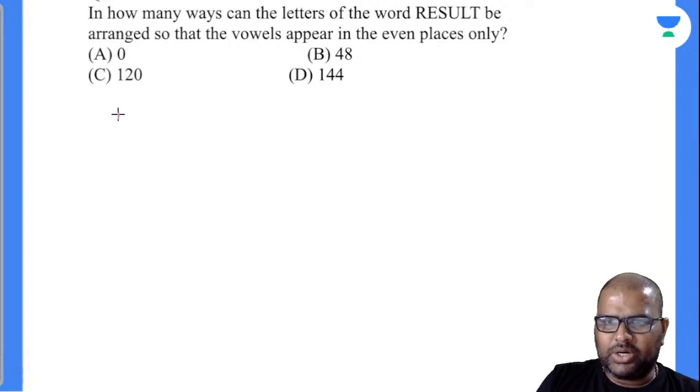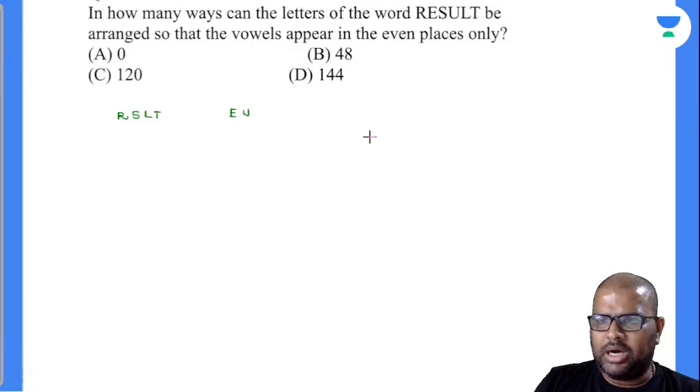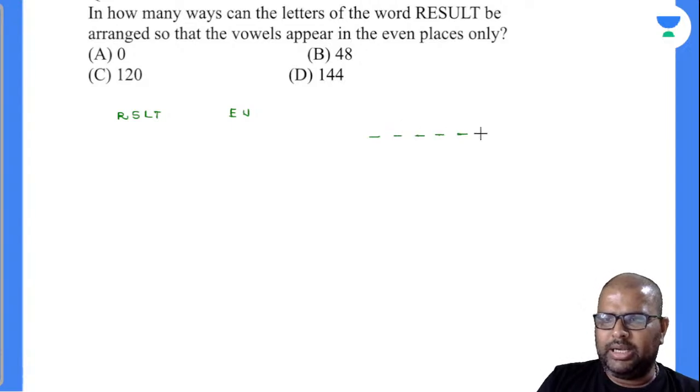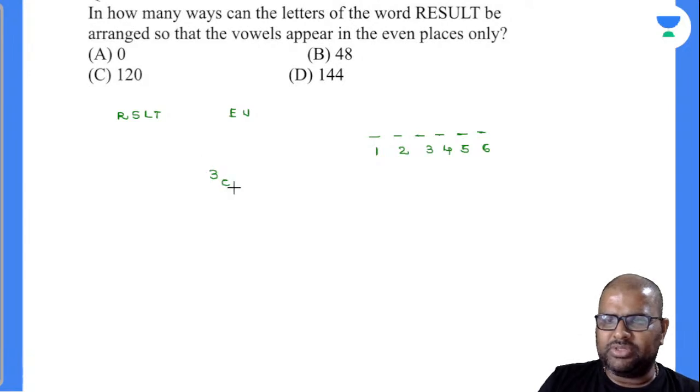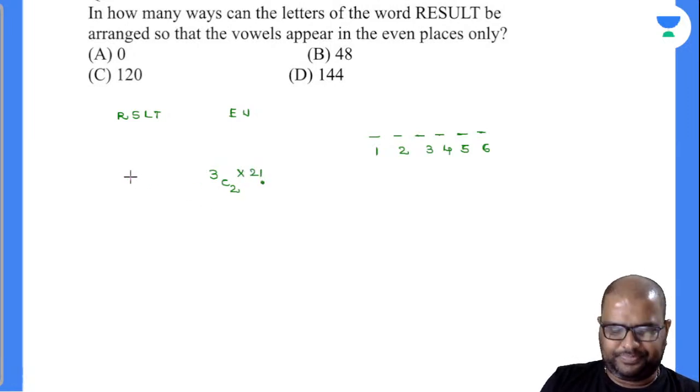Let's take the word result. R is a consonant, E is a vowel, S is a consonant, U is a vowel, L is a consonant, and T is a consonant. So R, E, S, U, L, T: odd position, even, odd, even, 5, 6. The vowels appear in even places only. How many even places do we have? 3 even places: 2, 4, 6. Out of this, I have to select any 2 and arrange the vowels E and U there.